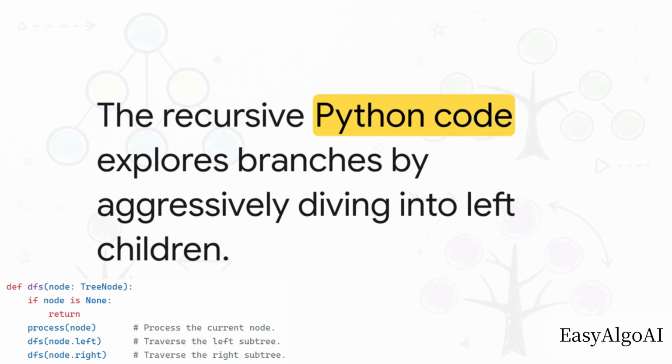Look at this. We pass in a node. If it's empty, we return. Otherwise, we process the node, and then the function calls itself again on the left child, and then again on the right child. Actually, it's this recursion that inherently relies on your computer's call stack to handle all that backtracking behavior automatically. It's super elegant.